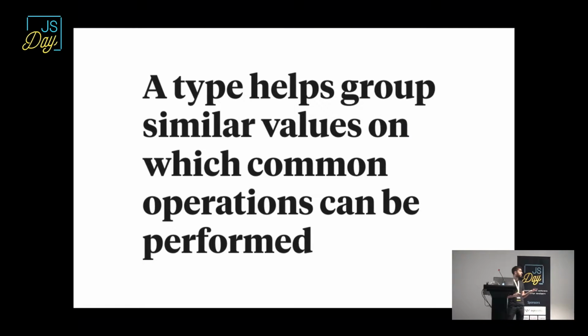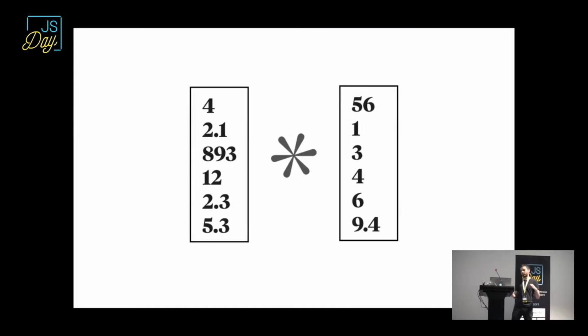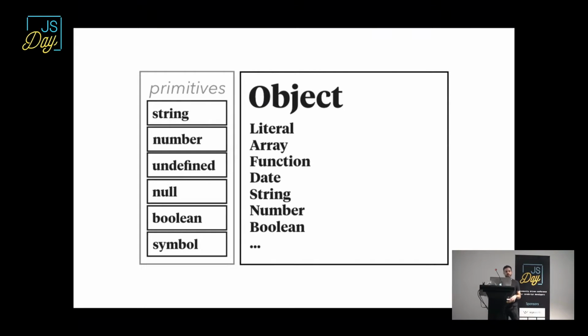So a type helps to group similar values and perform different operations. For example, if you get numbers, you can multiply them. But it's not so easy to multiply strings. You see that sometimes we did, but it's not good and it's not right. JavaScript brings many different types.